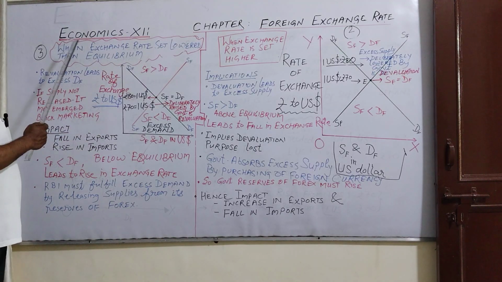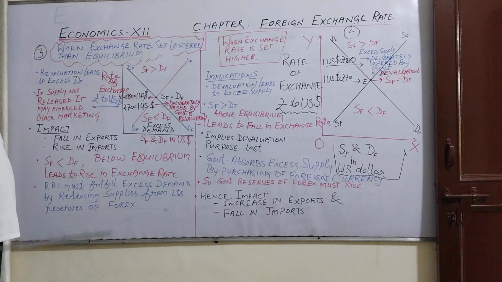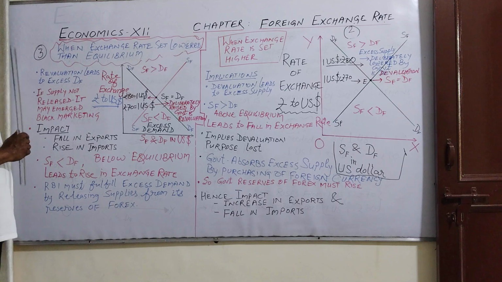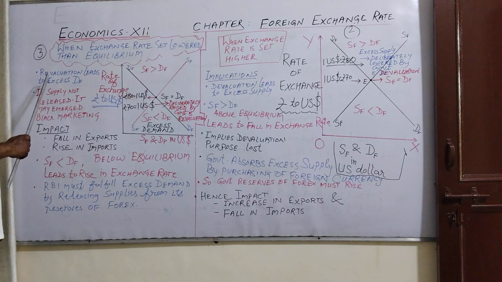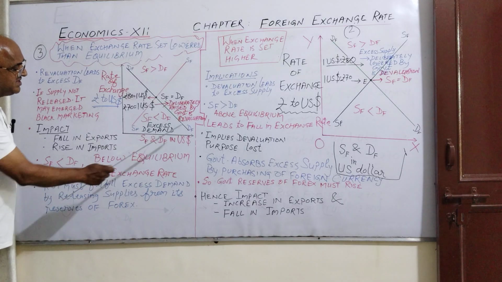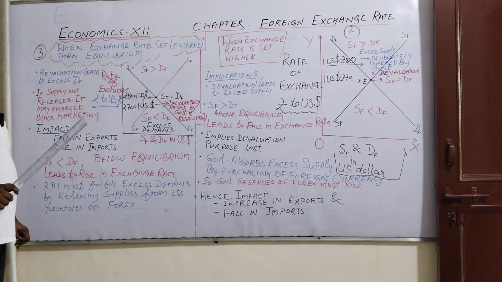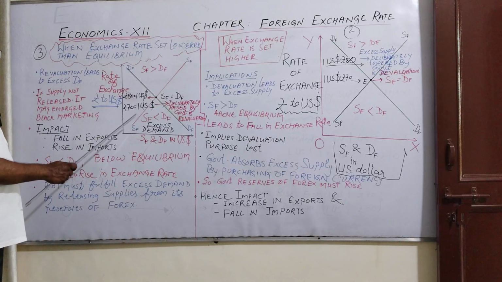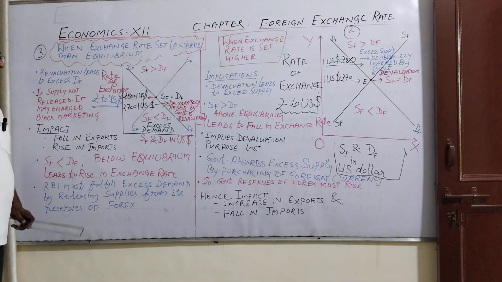The question is: when the exchange rate is set lower than equilibrium, what happens in that situation? Number one, two things happen. Revaluation occurs because of excess demand. Here supply is less and demand is more. As a country, as a people of the nation, we are not in a position to fulfill the demand for foreign exchange.